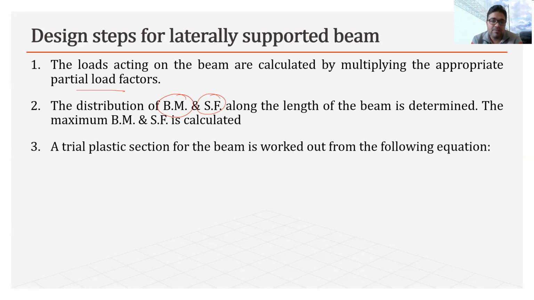we will choose a trial plastic section for the beam, which will be worked out from the equation. So this is the equation to work out. Using this formula, we will find out the plastic section modulus. This is not MD, this will be M, the maximum bending moment. So we will be using the M value here upon Fy by gamma M naught. Gamma M naught is the partial safety factor, Fy is the yield strength. So putting the M value here, we will find out the ZP.